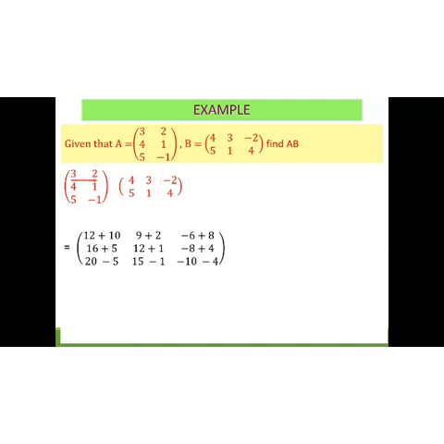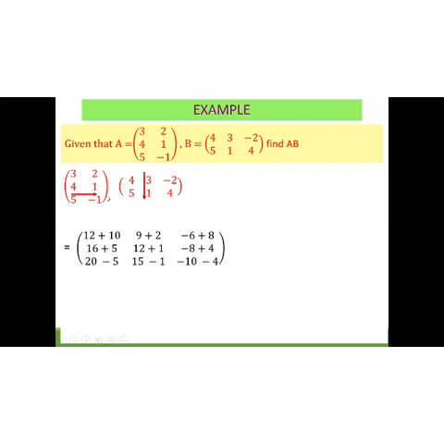We go to the third row now, and we multiply the third row by the first column. So 5 times 4 plus minus 1 times 5. Then we go to the third row and the second column. So we have 5 times 3 plus minus 1 times 1.